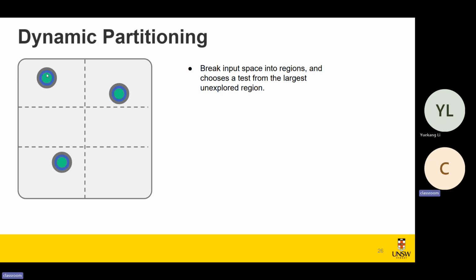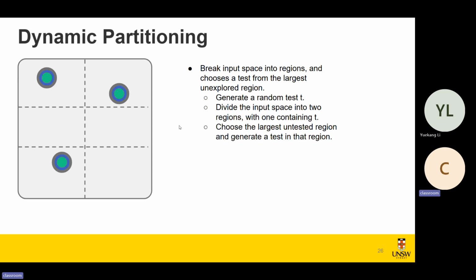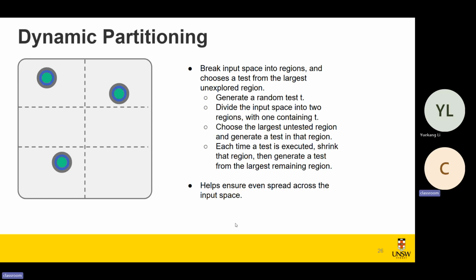And we have tried three different test inputs. So when we select the next one, we select from the largest region, which has not been explored before. So this can also help us to ensure the diversity of the test suites we can get. So this is roughly the idea.